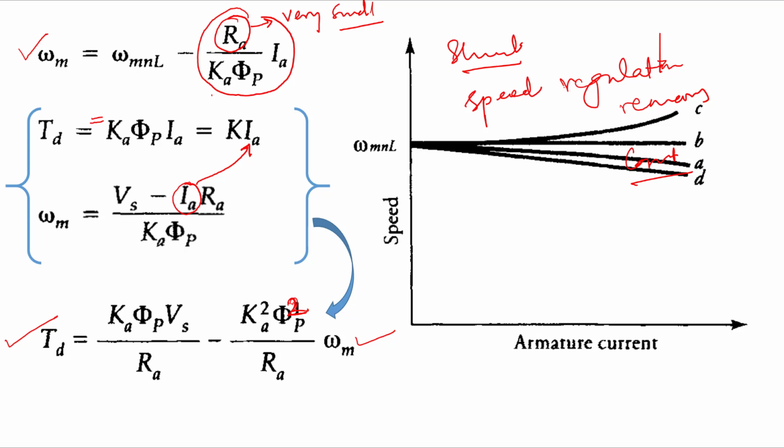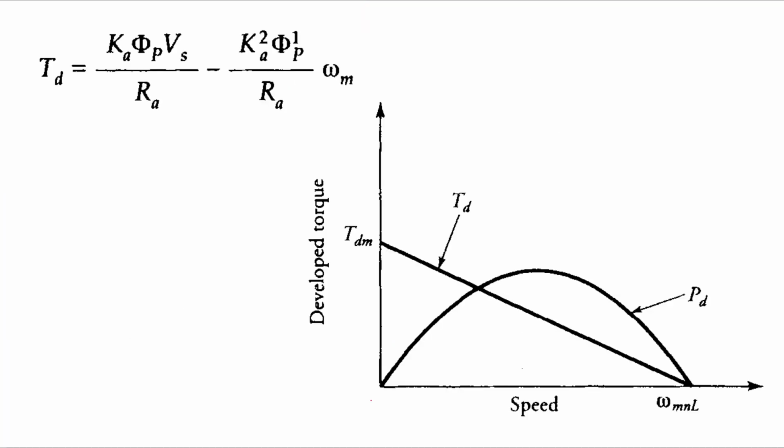So now we can plot this torque versus speed, right? If I plot this, it will look like this. This is your torque versus speed curve. It will be a straight line with a slope as from this equation. This is your square term. So this quantity is very huge, and when omega m is equal to the no load speed, the torque developed will become 0, right?